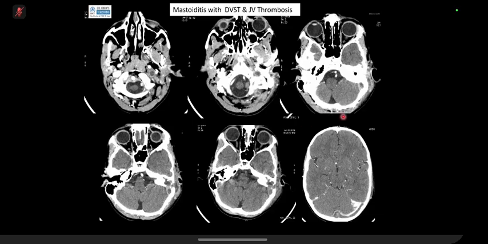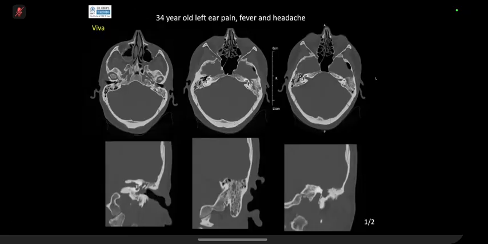Now, in this particular case, though I have not given you the bone window, you can see this destruction happening. And with that, if you see here, there is a soft tissue abscess. With that, if you see the jugular vein, there is a filling defect in the jugular vein, a sigmoid sinus filling defect, and a transverse sinus filling defect. So again and again, these cases come, and it all depends which modality they are showing to you.